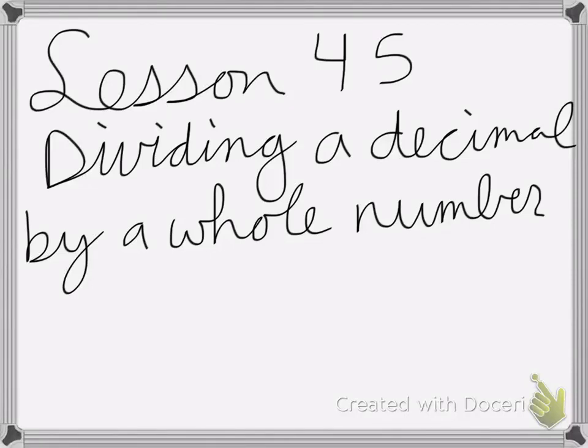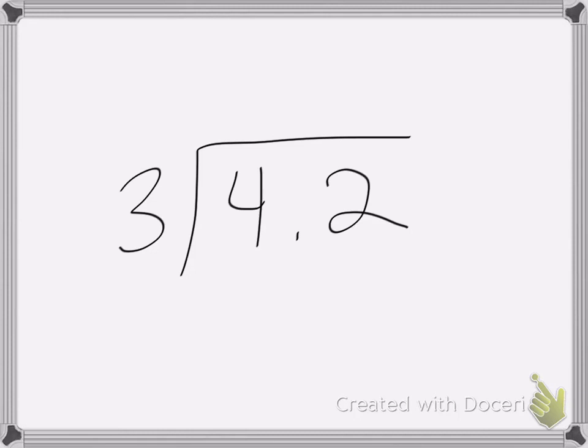Alright, so lesson 45, we have dividing a decimal by a whole number. So here we have the problem, 4.2 divided by 3. When we're dividing by a whole number, we don't need to change anything. So with the division problem, the decimal point comes straight up. Okay, when we're dividing by a whole number, now I can divide and ignore the decimal place because I've already got it where I need it.